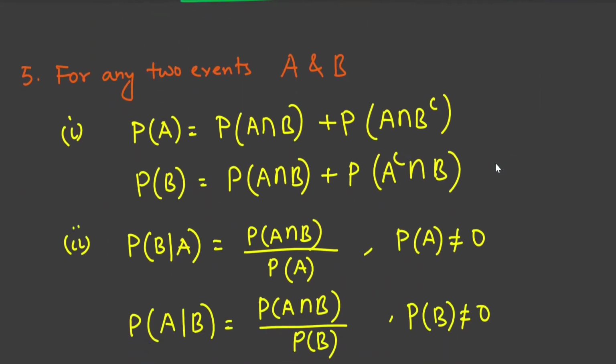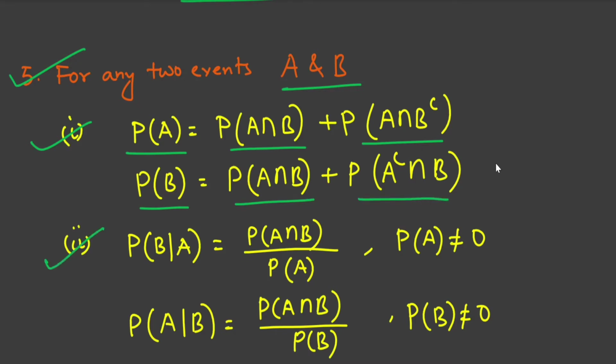Number 5 is for any two events A and B. Number 1: probability of A is equal to probability of A intersection B plus probability of A intersection B complement. Probability of B is equal to probability of A intersection B plus probability of A complement intersection B.